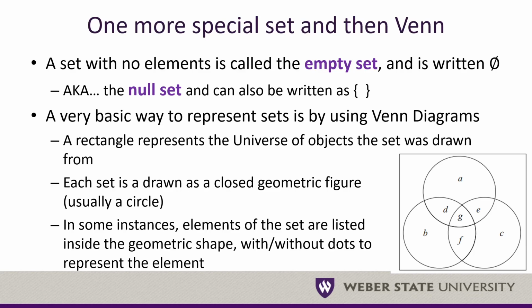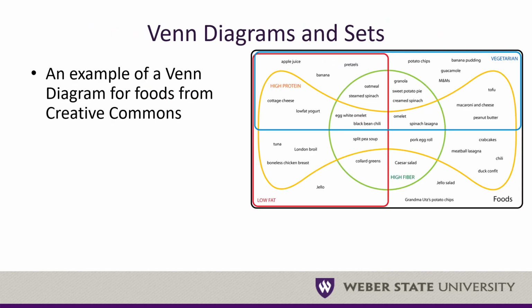So let's take a look at a more interesting Venn diagram than that one. This one happens to be from Creative Commons. It's looking at food: high protein foods, low fat. I forget what else is in here. We've got vegetarian foods. We have high fiber foods. We don't have any high fat foods unless they're not in the set of low fat. I guess that means that they're high fat.